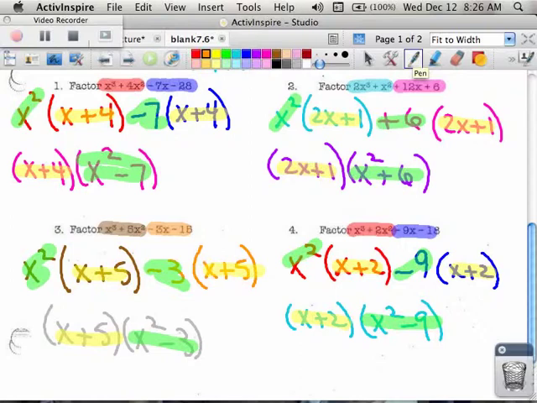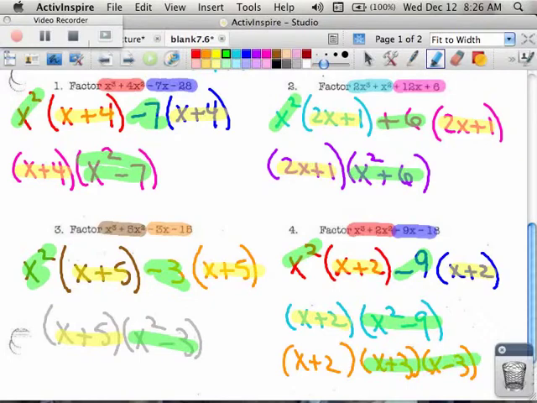So x squared minus 9 is the difference of two squares. That's x plus 3, x minus 3. We talked about that a few lessons ago. And we still have this x plus 2 stuff. So I just want to let you know to be careful because sometimes you can go farther.